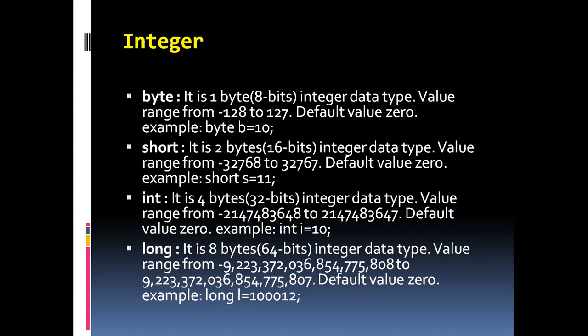And the next one, the long data type. Here it is 8 bytes, that is, 64 bits. It is an integer type of data type, and the value range is from minus 9223372036854775808 onward. It is a long type of value. For example, we can declare it with an integer.